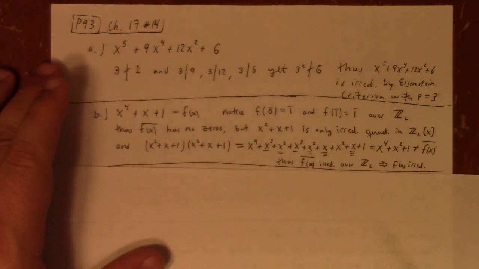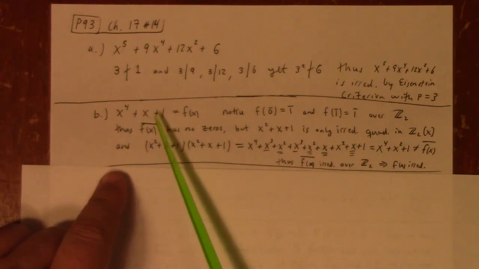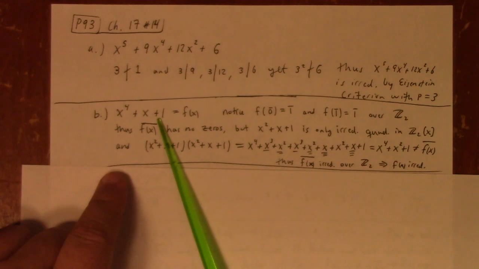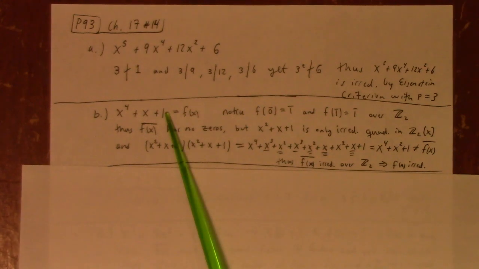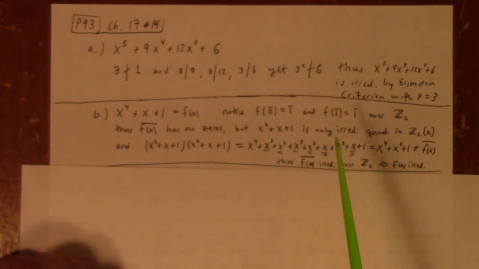Now this one is unfriendly. Eisenstein doesn't work here because the coefficients are 1, right? So usually you see something like this, you might think about a reduction mod a prime. The trick here is that if we reduce the polynomial over a prime, over Z mod p, then if it's irreducible over Z mod p, it implies it's irreducible over Z, or over Q.